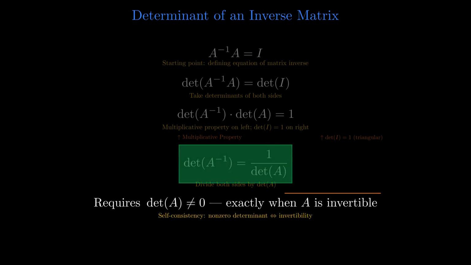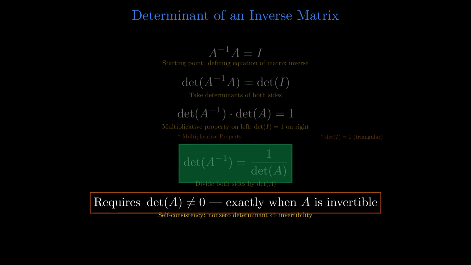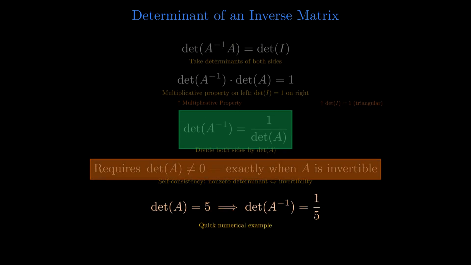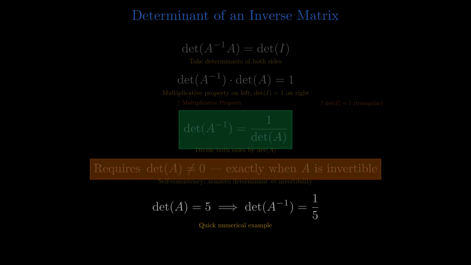Notice the self-consistency here. This formula requires the determinant of A to be non-zero, since we cannot divide by 0. And a non-zero determinant is exactly the condition for A to be invertible in the first place. As a quick example, if the determinant of A equals 5, then the determinant of A inverse equals 1/5.